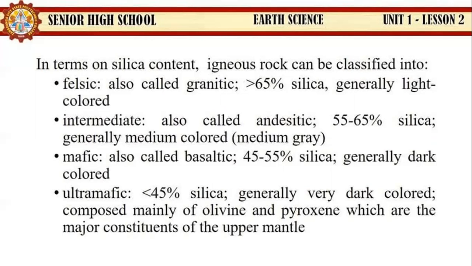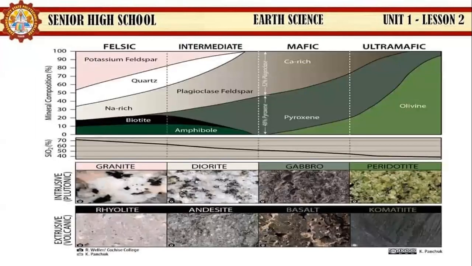Lastly is the ultramafic. These igneous rocks contain less than 45% silica and are generally very dark colored. They are composed mainly of olivine and pyroxene, which are the major constituents of the upper mantle. This figure shows the types of igneous rocks based on the content of silica.